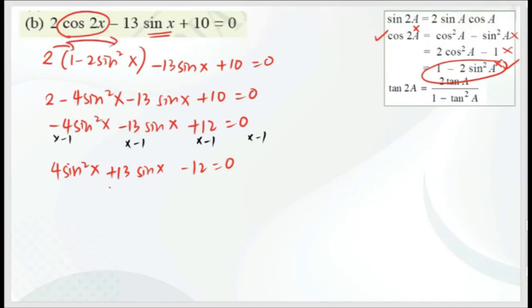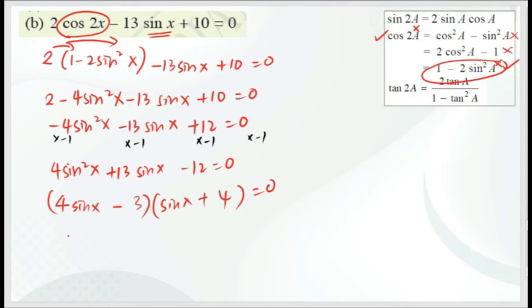So from here, 4, 13, 12, we cannot simplify some more. So we can do the factorization. That's why if you cannot do this, you make the sine x become y first. You change it into 4y squared plus 13y minus 12. But if you can straightforwardly do the factorization, sine x, then 3, 4, 12. Can use calculator to help you also.